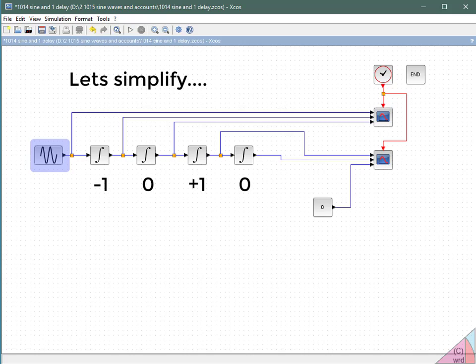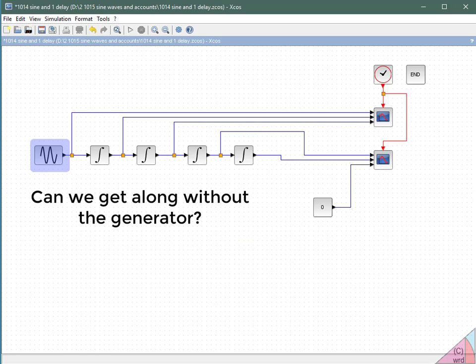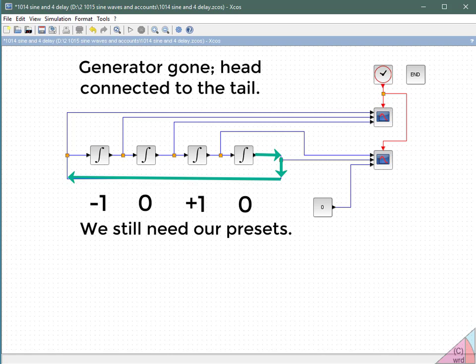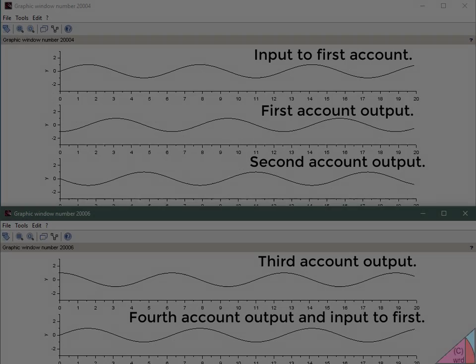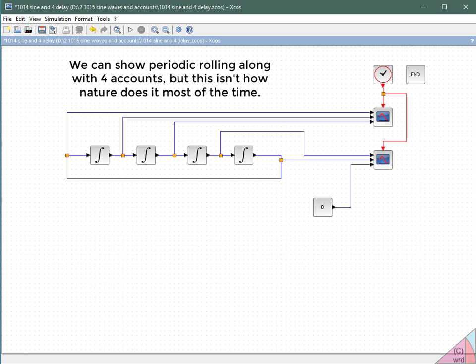Now a leap of faith. Since 4 properly preset accounts produce exactly the same wave as the generator, do we need the generator at all? Let's hook the tail of a 4-account chain back to the head and see if sine wave happens by itself. It does. What are we simulating? Perhaps a ball rolling on a smooth table without resistance. Perhaps the seasons of the year. But this is kind of artificial. Nature doesn't have many of these 4-account chains in the wild.